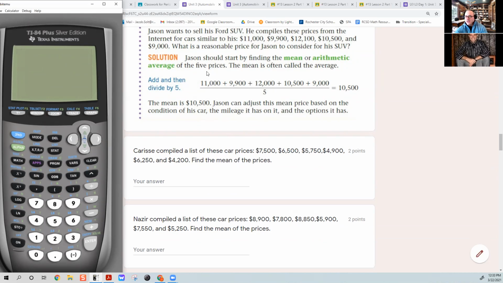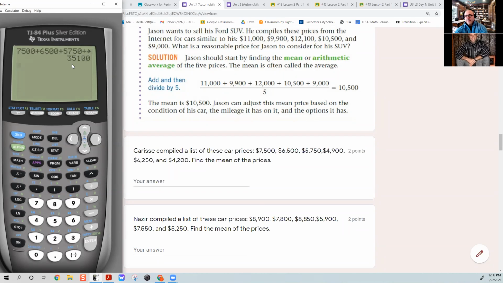Let's talk about it. We're finding the mean. The mean is the average. We're going to use the same technique we used right here. So I see 7,500. Excellent, sir, that's exactly what I got. 7,500, and I'm adding this with everything else. So I need a sum, which means I need to add up all my numbers first. Here's my 4,900. Here's my 6,250. Here's my 4,200. I add them all up.